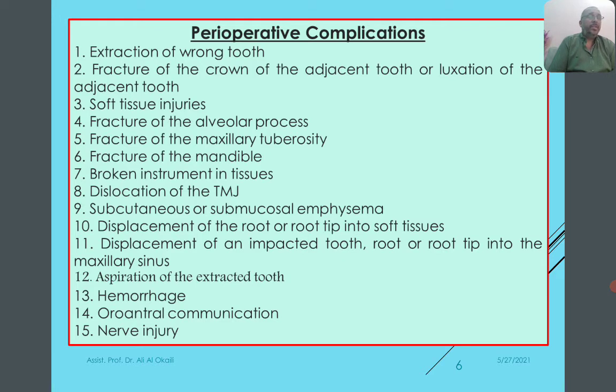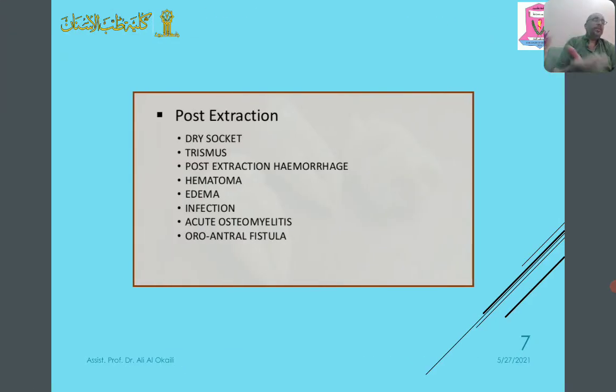crown of the adjacent tooth or luxation of the adjacent tooth, soft tissue injuries, fracture of the alveolar process, fracture of maxillary tuberosity, fracture of the mandible, broken instrument and tissues, dislocation of temporomandibular joint, subcutaneous or submucosal emphysema, displacement of root or root tips into soft tissue, displacement of an impacted tooth or root tip into the maxillary sinus, aspiration of the extracted tooth, hemorrhage, or enteral communication and nerve injury. بينما post extraction complication are dry socket, trismus, post extraction hemorrhage, hematoma, edema, infection, acute osteomyelitis, and oroantral fistula.